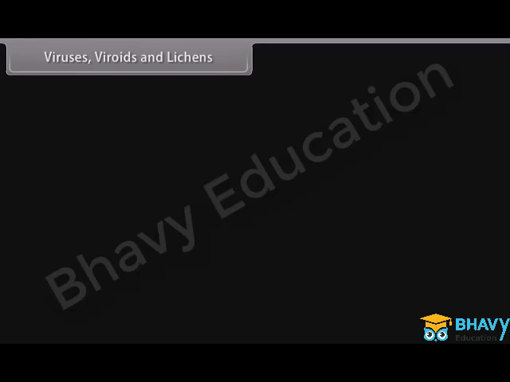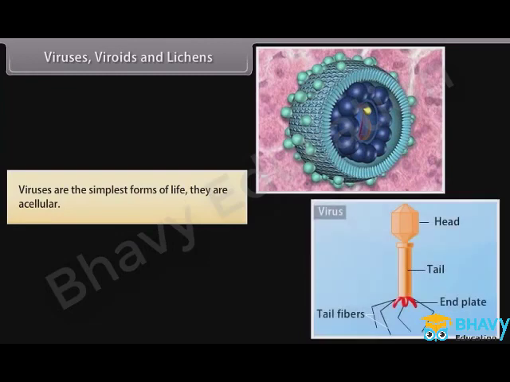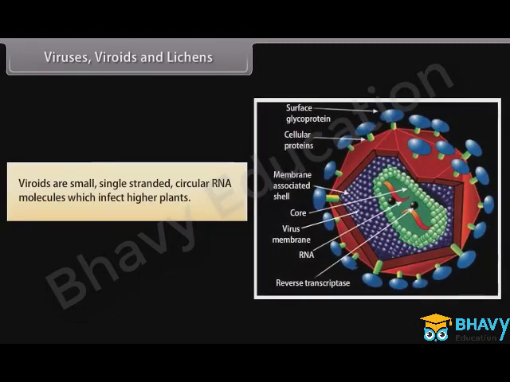Viruses, viroids and lichens. Viruses are the simplest forms of life. They are acellular. Viroids are small single-stranded circular RNA molecules which infect higher plants.